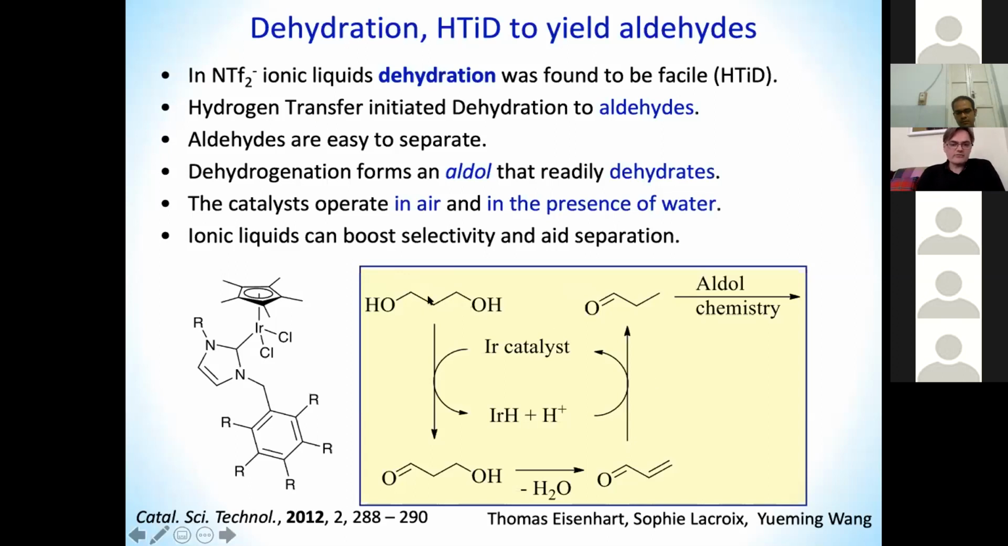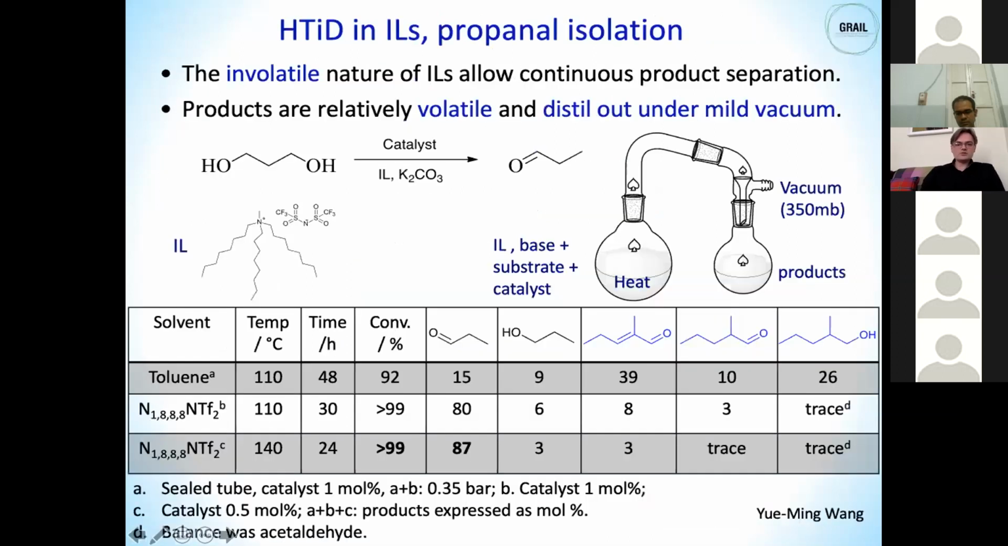And they do that first by dehydrogenating. So we remove hydrogen, we produce an aldol. The aldol under base will spontaneously dehydrate, and then it gets rehydrogenated to propanol. So this is the next reaction that we looked at.